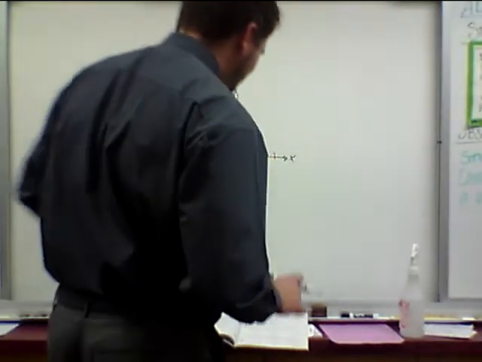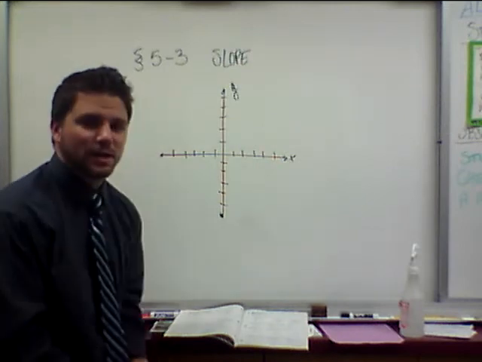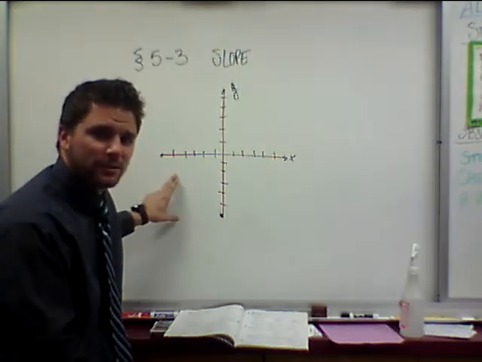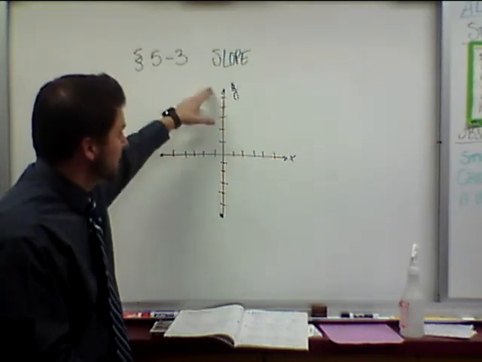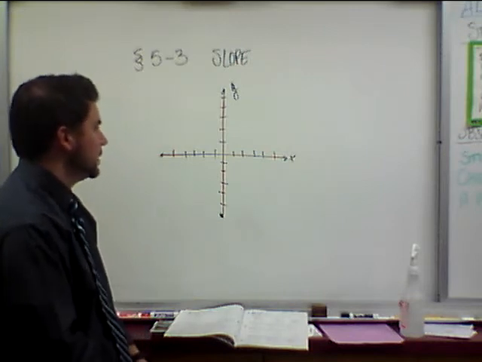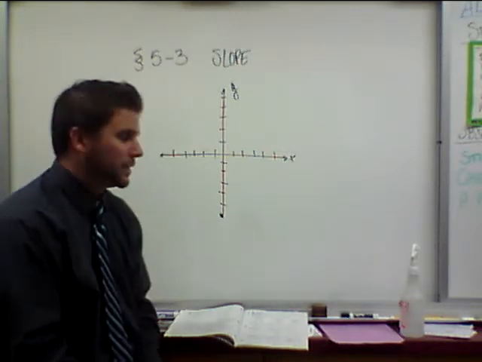Alright, so in today's flip lesson, what we're going to be talking about is section 5-3, which is talking about slope. Quick review, we have our horizontal axis going across, which is our x-axis. We have a vertical axis going up and down, which is our y-axis. So, in order to find the slope, we need to know a couple of things. First of all, what slope means.